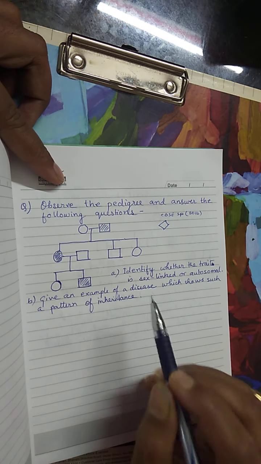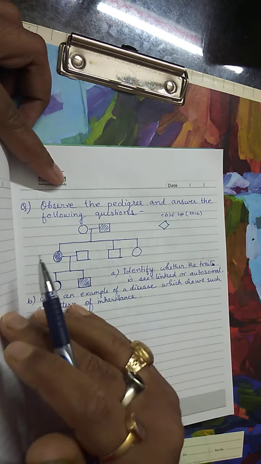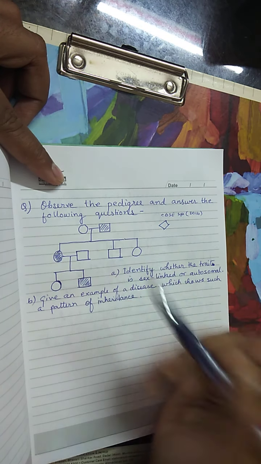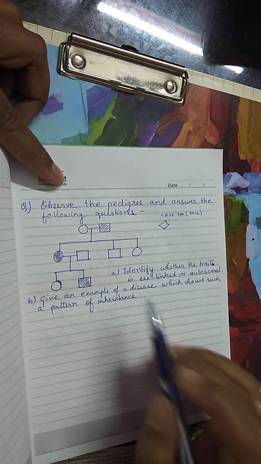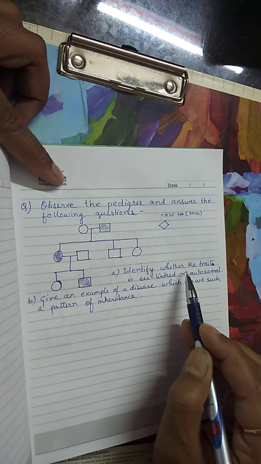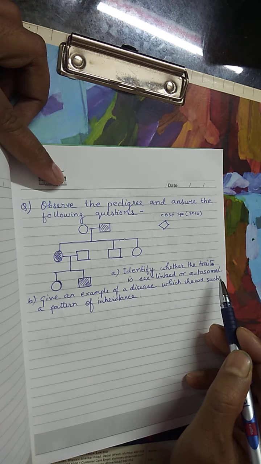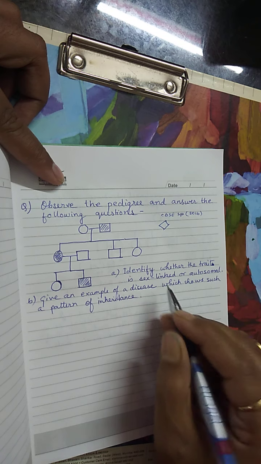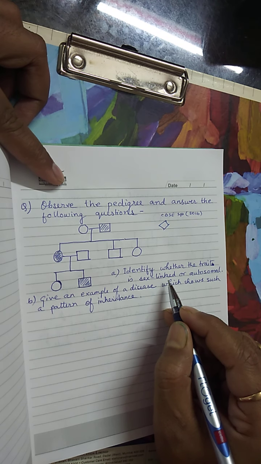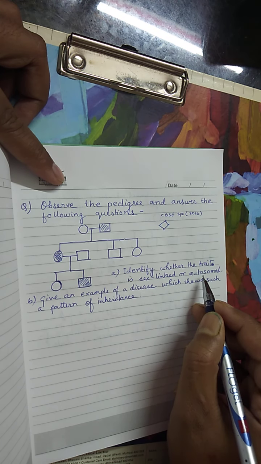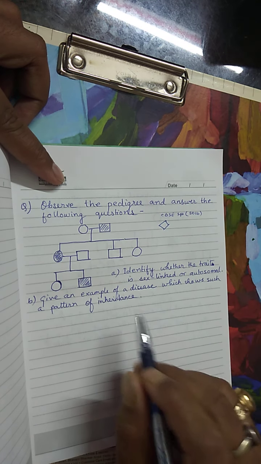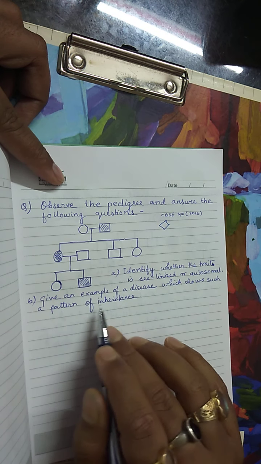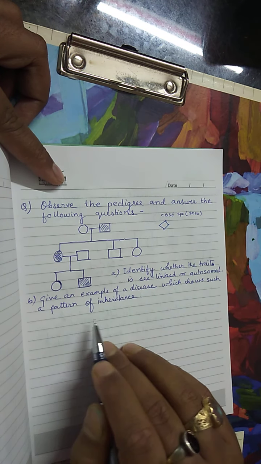Now, let us discuss the first question. Observe the following pedigree and answer the question. So this is the pedigree we have. The question is: identify whether the trait is sex-linked or autosomal. In my earlier videos, I told you that sex-linked characters are those linked with the X chromosome, and autosomal means those linked with other chromosomes. That is what we have to identify here. Second, they ask us to give an example of a disease which shows such a pattern of inheritance.